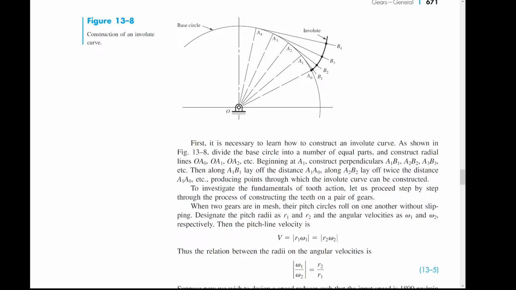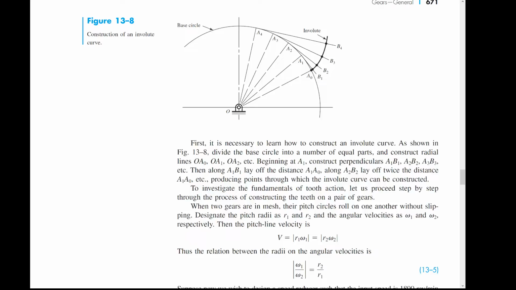Construction of an involute curve. First, it is necessary to learn how to construct an involute curve. As shown in figure 13.8, divide the base circle into a number of equal parts and construct radial lines OA0, OA1, OA2, etc. Beginning at A1, construct perpendiculars A1B1, A2B2, A3B3, etc. Then along A1B1, lay off the distance A1A0, along A2B2, lay off twice the distance A1A0, etc., producing points through which the involute curve can be constructed.